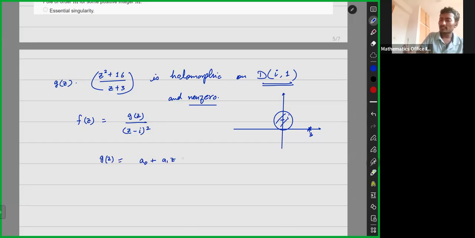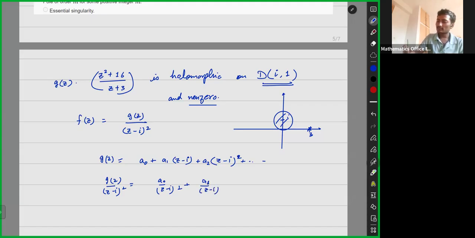a0 plus a1(z − i), since we are checking at i, plus a2(z − i)². There were some coefficient problems, but if you write the Taylor series expansion, then there's no issue. Just like that, we write this g(z). Now g(z) by (z − i)². From here, you get a0 by (z − i)² plus a1 by (z − i) plus a2 plus a3(z − i) and so on.